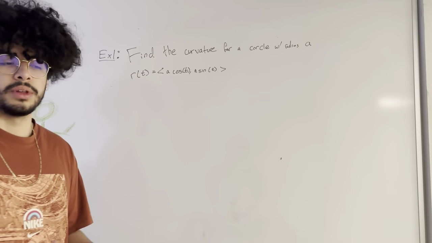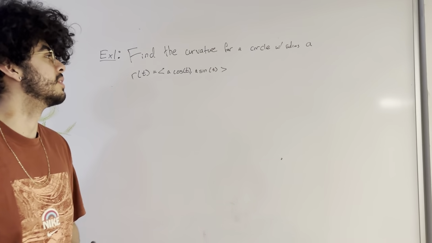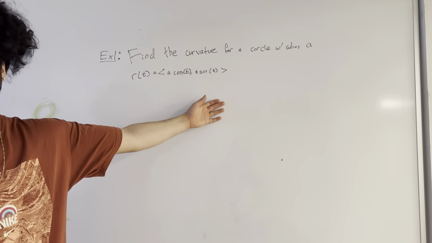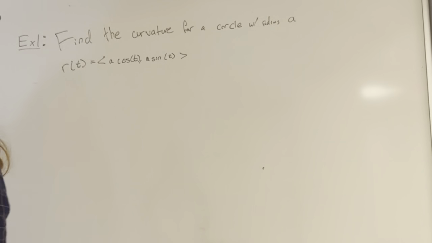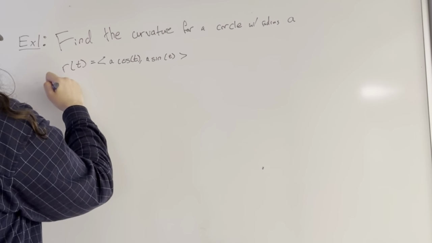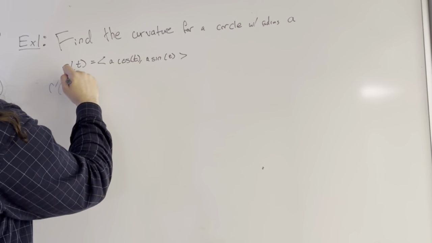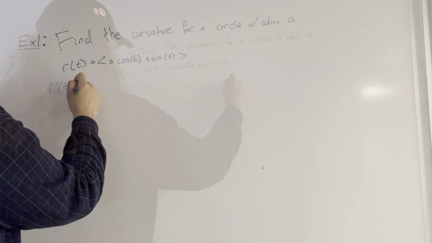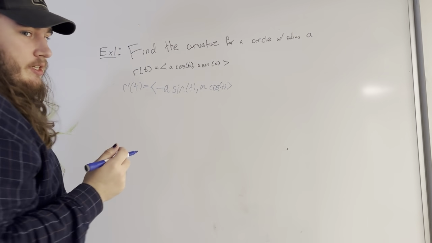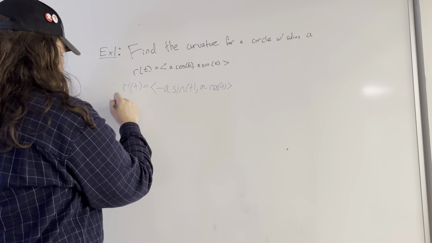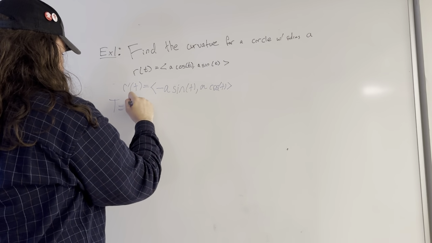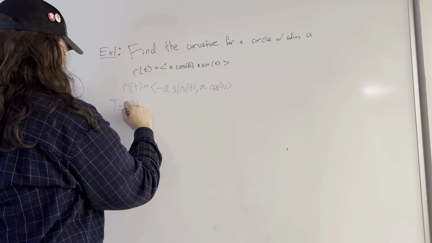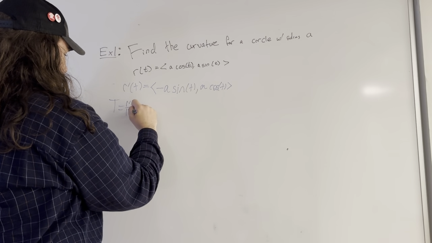Alright, class, with everything in mind, who thinks they are ready to tackle this problem? I think I know how to solve this. Okay, so first, to solve this problem, we have to find r prime, which is pretty easy. You just take the derivative with respect to t. And then to find T, it's going to be T is equal to r prime of t over the magnitude of r prime of t.